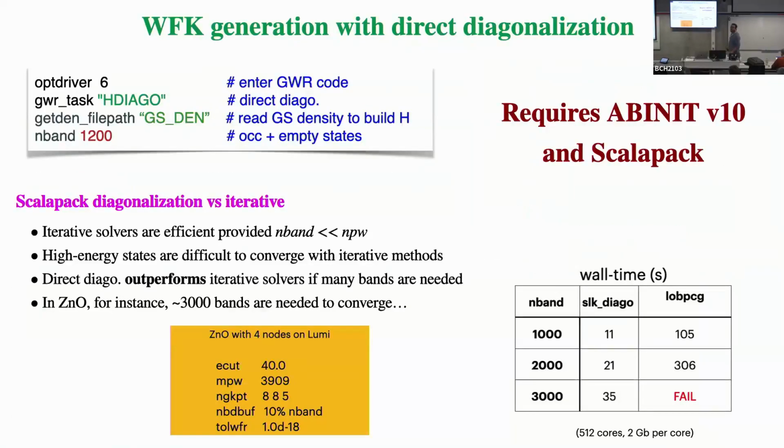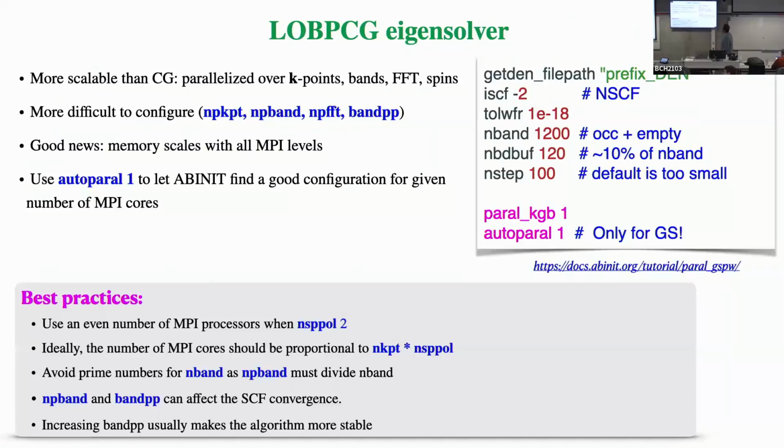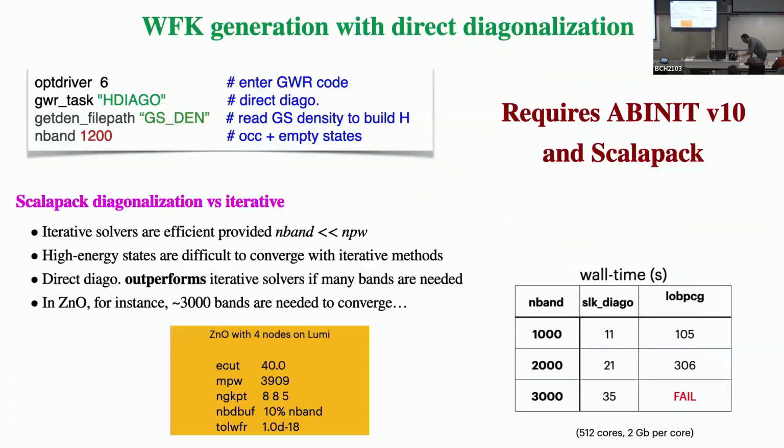Then I would like to ask 2 questions. First, regarding this buffer that you said, the first 120 you will compute and then extrapolate? No. Is it some sort of stochastic measure? No, there's no stochastic. Essentially, what we're seeing, this is the nband. So here we have 1,200 states, and this is 10%, nbdbuf.